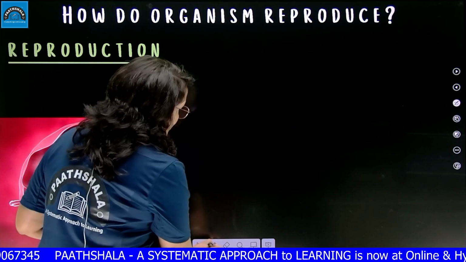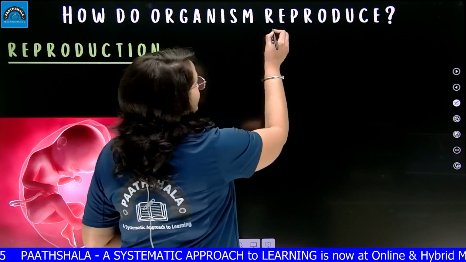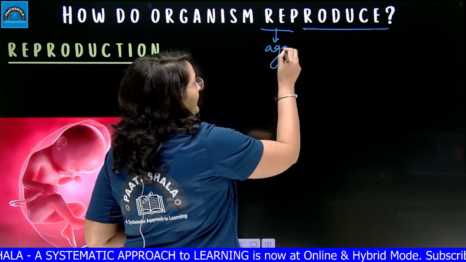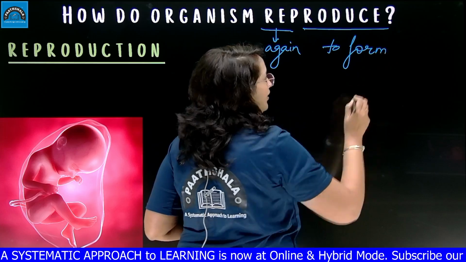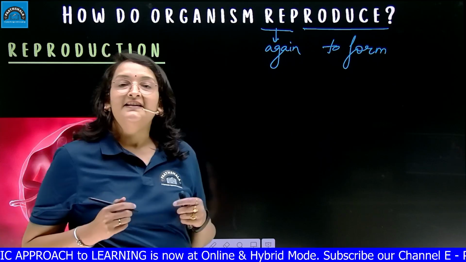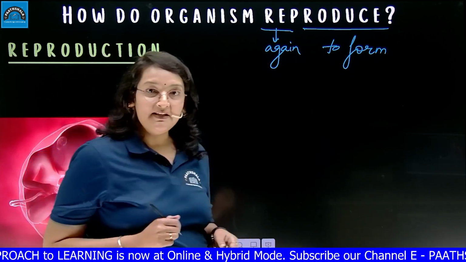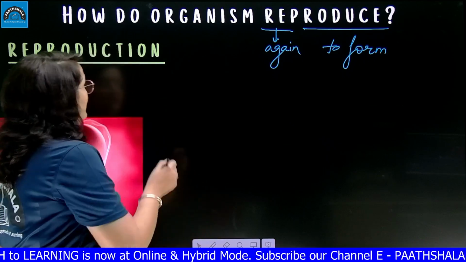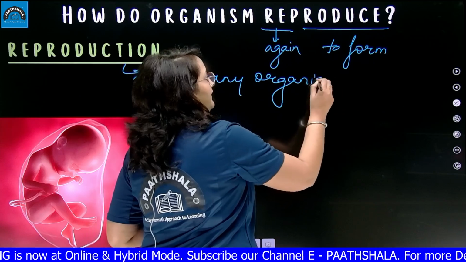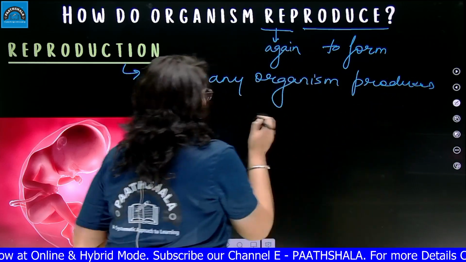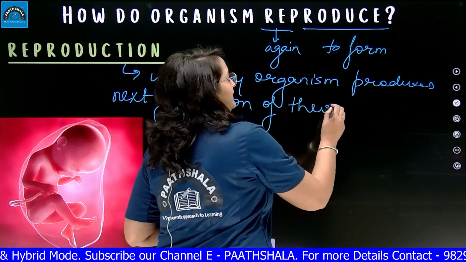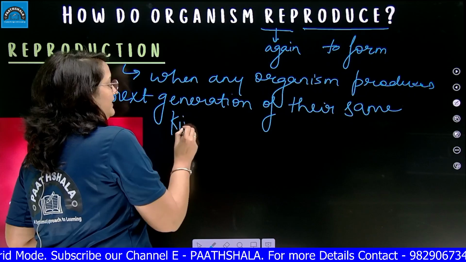So, when we are talking about reproduction, as the word says, reproduce, the word itself is explaining that something is again going to form or produce. When any organism is producing new organisms of its same kind, it is known as reproduction. So the proper definition of reproduction is when any organism produces the next generation of their same kind, right? Of their same kind.